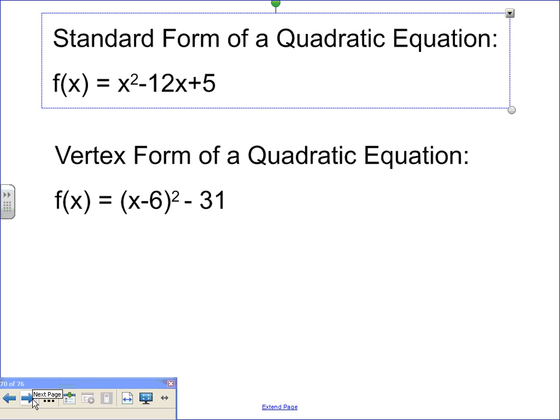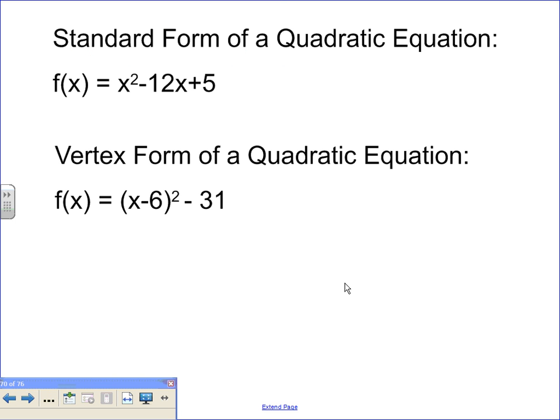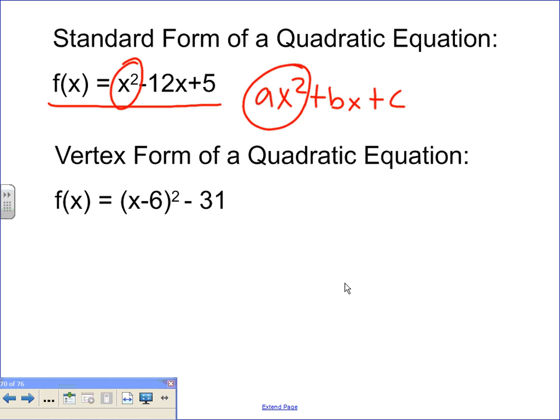So quick review, let's look at the standard form of a quadratic equation. We have the standard form here. Here's an example of a standard form. Standard form is ax squared plus bx plus c, where we have our x squared term. This is our quadratic term. This is our linear term, and we have our constant term.